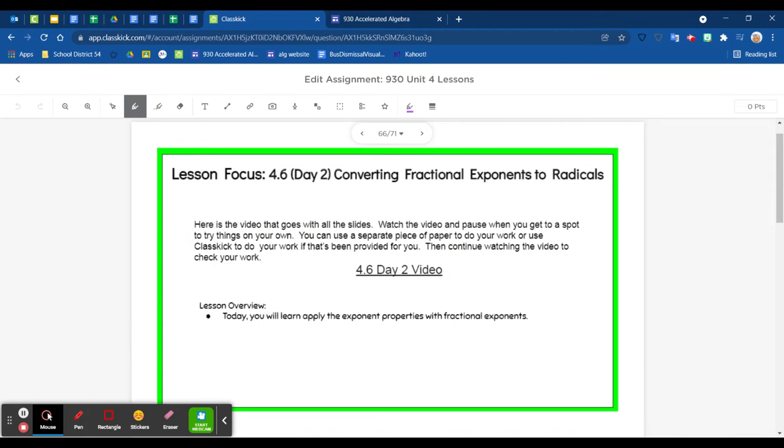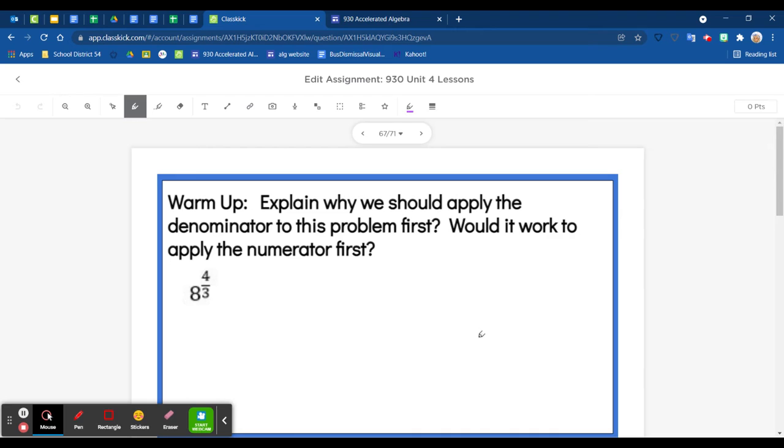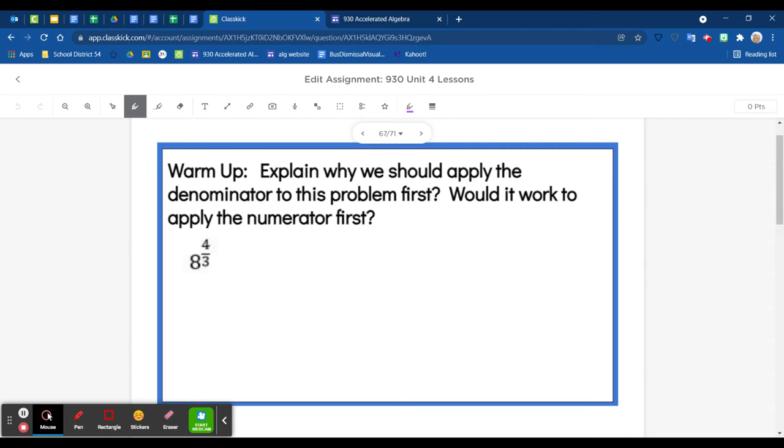Okay, so 4.6 day 2, we are working with fractional exponents again. Explain why we should apply the denominator to this problem first, and would it work to apply the numerator first. So let's talk about this. What they mean by applying the denominator of this problem would be when we rewrite this, we get the cube root of 8 to the power of 4.